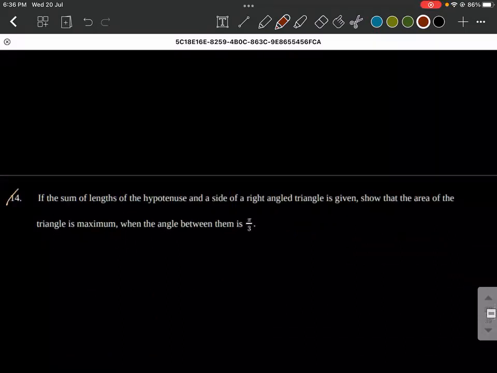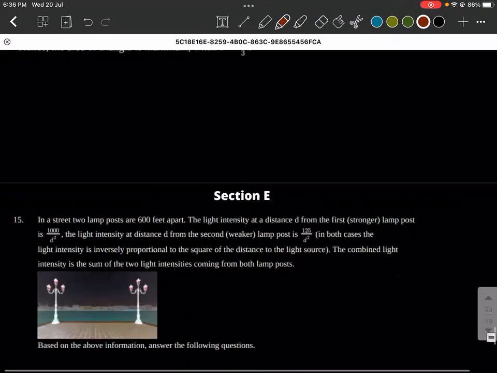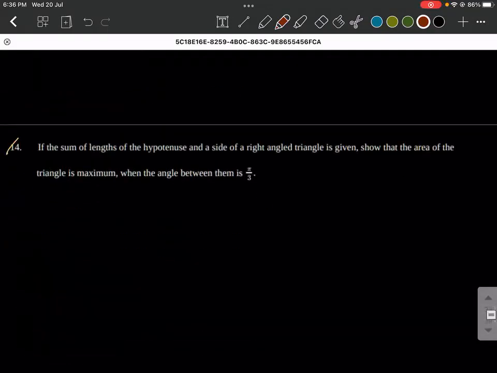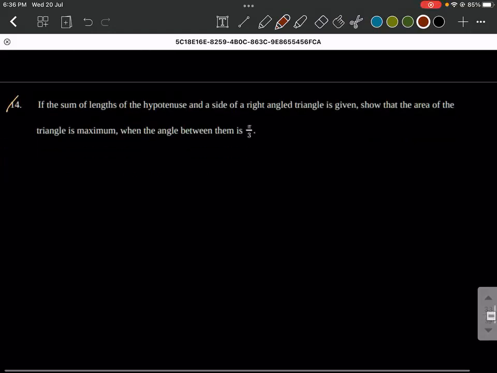Fourteenth one. The sum of lengths of the hypotenuse and a side of a right angle triangle is given. Show that the area of the triangle is maximum when the angle between them is pi by 3. Did you guys do it?